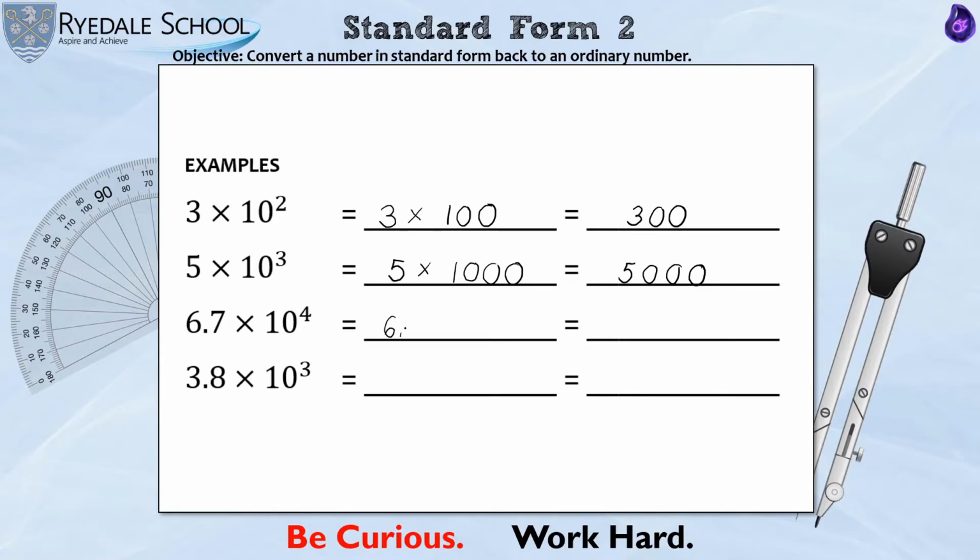Notice this number is still between 1 and 10. So I've got 6.7 times 10 to the 4. And 10 to the power of 4 is 10,000. So 6.7 times 10,000. So we need to move the digits 1, 2, 3, 4 places, is going to be 67,000.